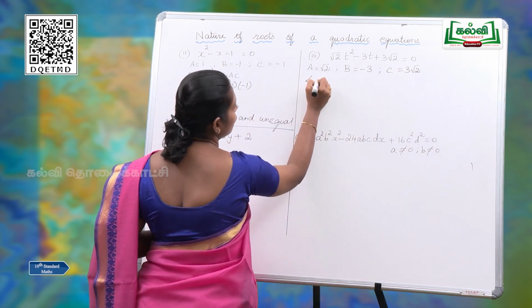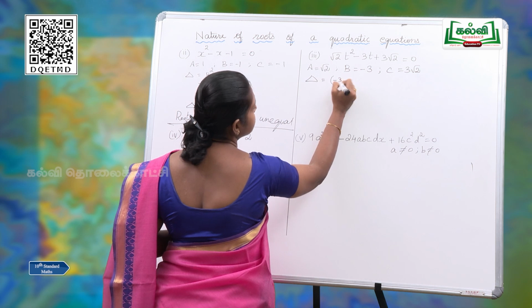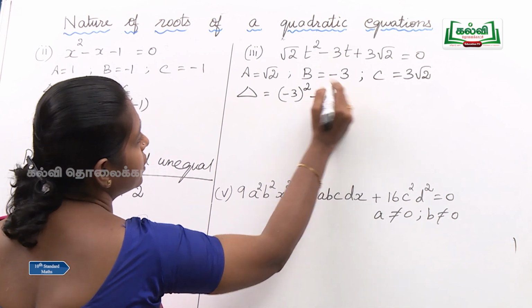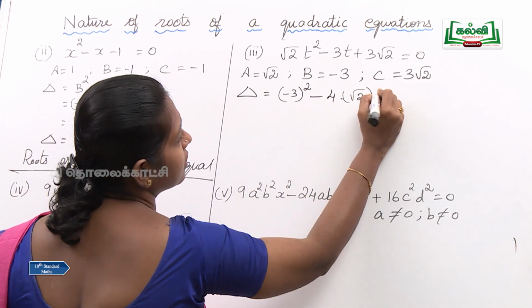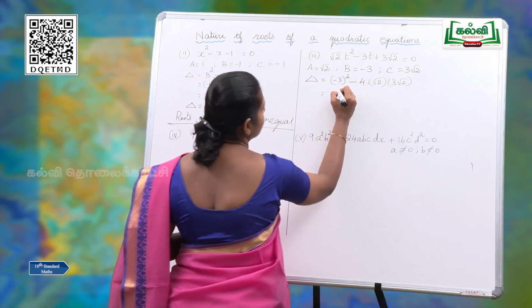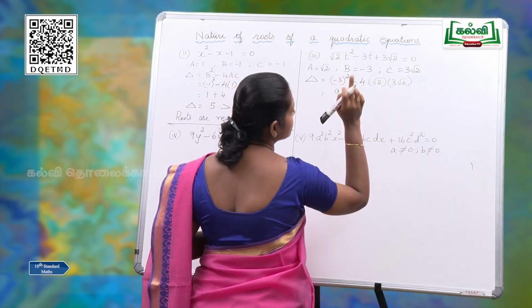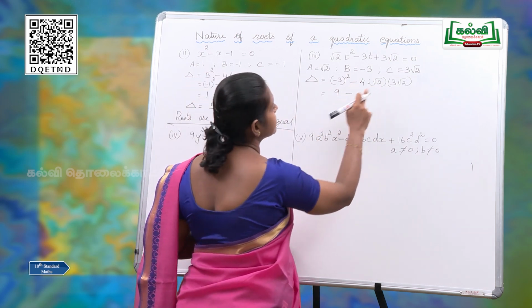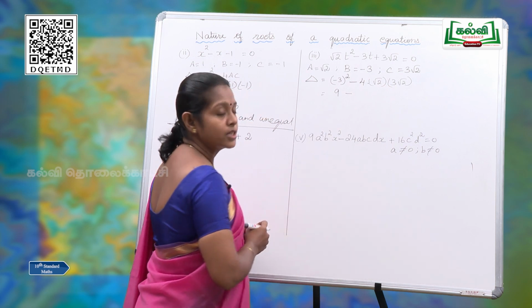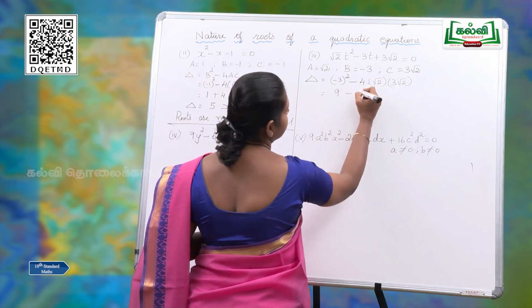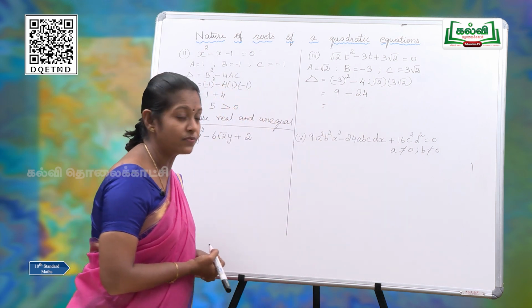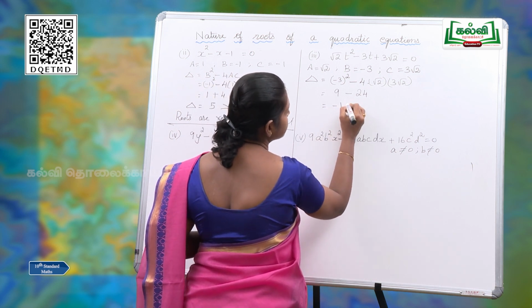As usual, you know the formula B squared. That means minus 3 whole squared and 4AC. 4 into A into C. Minus 3 whole squared is plus 9. Very good. Minus. Therefore, definitely minus will be here. Next, root 2 into root 2 is 2. Already 4 3's are there. 4 3's are 12. 12 into 2 is nothing but 24. Very good. So, if you subtract 9 minus 24, definitely you will be getting minus 15.